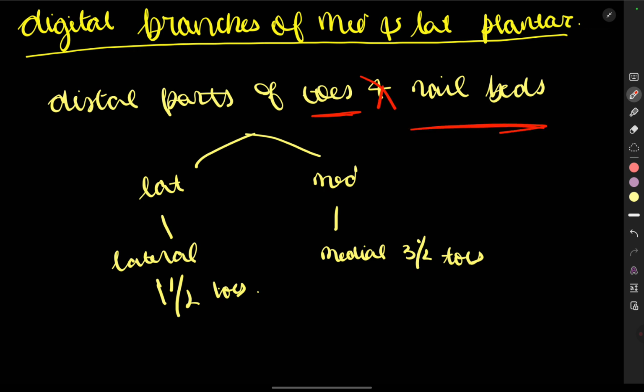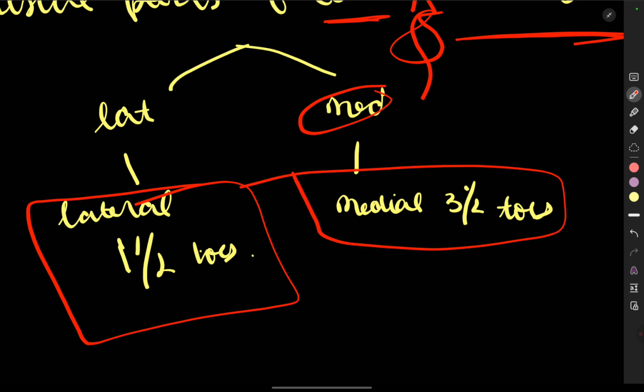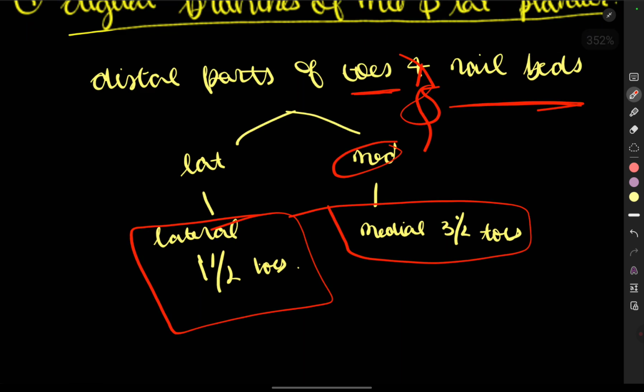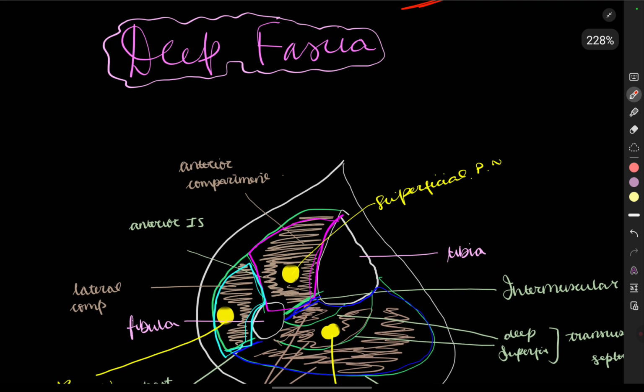This is the nail and like this. So lateral supplies the lateral one half of the toes, medial supplies the medial three and a half of the toes. Not necessary to remember for university exam, but might be useful if you're preparing for PG, can be asked as an MCQ. Now we are done with the superficial fascia, done and dusted completely.